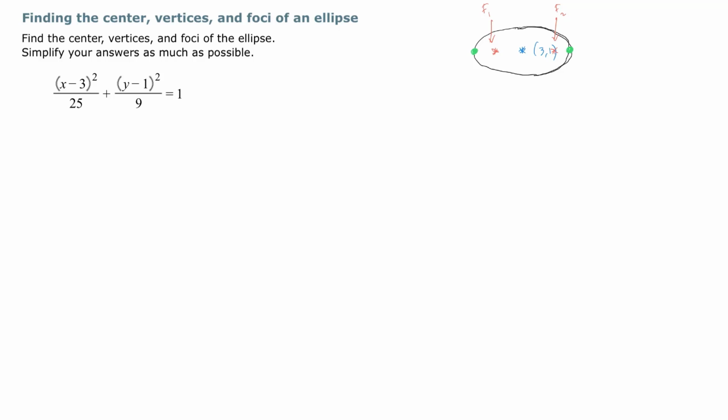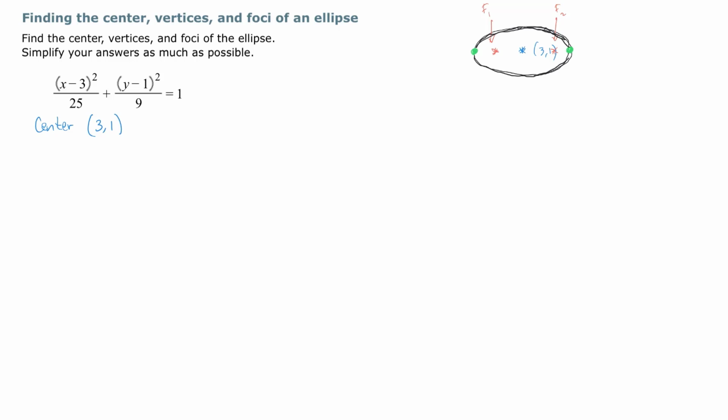We already have the center, so why don't we write that down? The center is the location of your ellipse, so it's located at 3, 1. Keep in mind, the center is never part of the ellipse, it just locates the ellipse. The black part here is actually the ellipse.